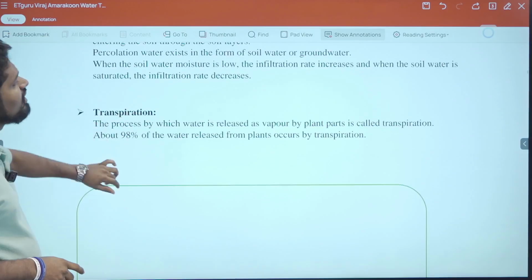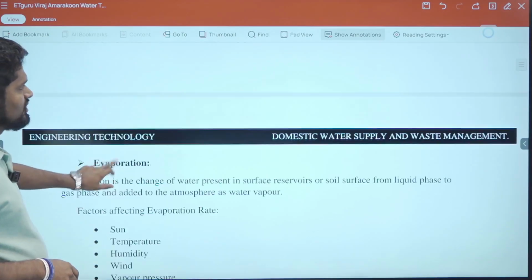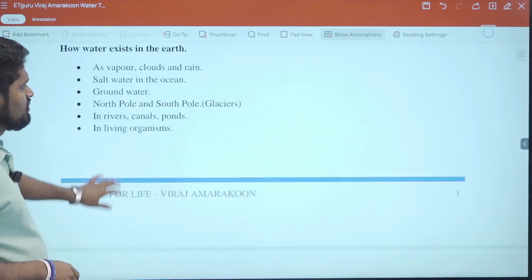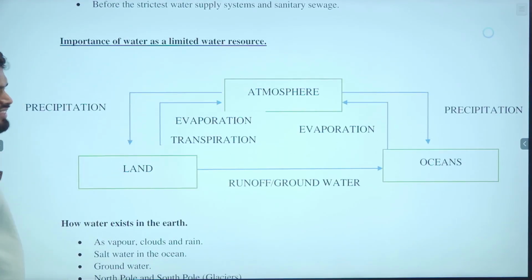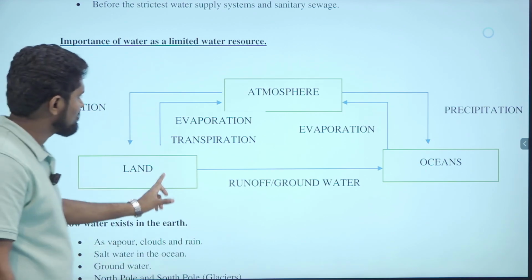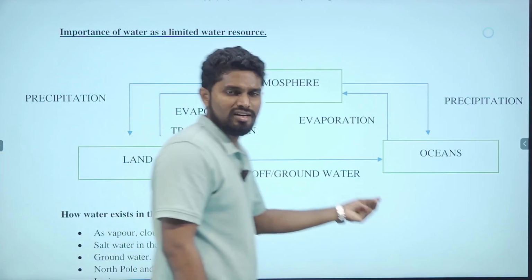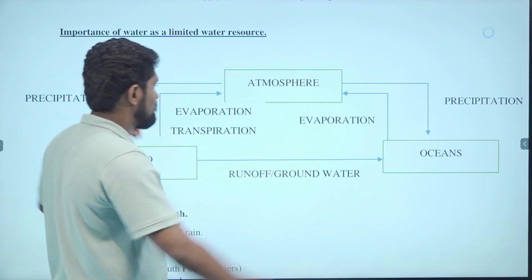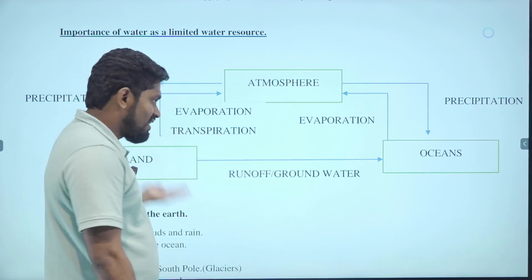Now I am going to go again into our chart, not the water cycle, this chart. Now you are updated, guys. From the land, transpiration and evaporation. From the ocean water also, evaporation happens, no? Precipitation happens for both ocean and land. Then from the land into the ocean happens runoff, no?